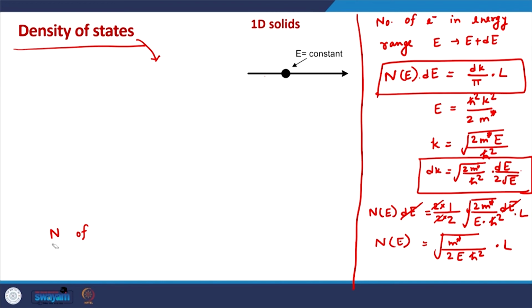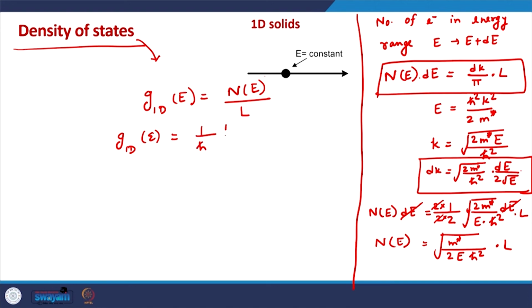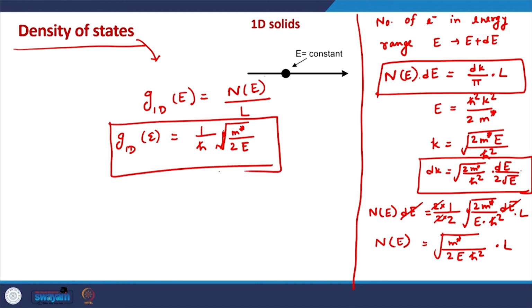So, in order to calculate density of states for 1D material, we just need to divide N(E) by the length. Okay. So, which means density of states for 1D solids is square root of 1 by h bar square root of m star divided by 2E. So, this is the final expression for the density of states for 1D solids.